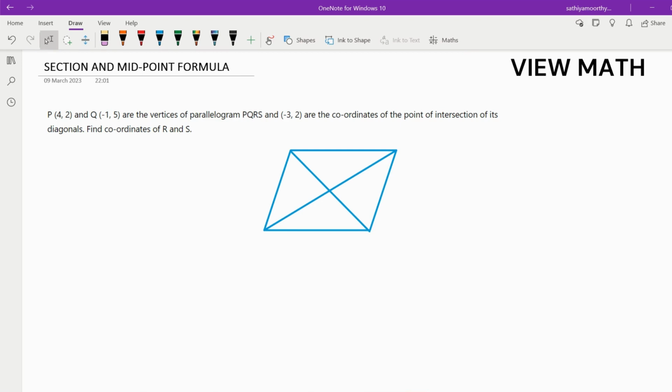So what they have given is a parallelogram PQRS. Now let me draw the parallelogram PQRS. The coordinates of P is 4, 2, and the coordinate of Q is minus 1, 5. They are asking us to find out the coordinates of R and S. And one more thing they have given is minus 3, 2, the coordinates of the point of intersection of its diagonals. So this point is minus 3, 2. Minus 3, 2 is the midpoint of the diagonals PR and SQ. They are asking us to find out the coordinates of R and S.